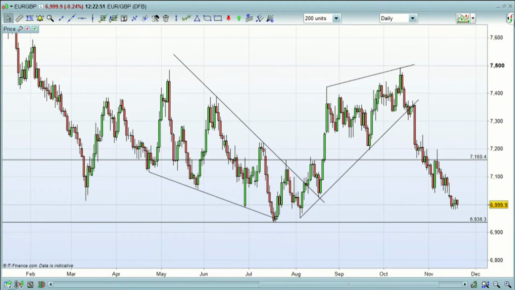Let's look at an example of both a rising and falling wedge in action, with Euro Sterling exhibiting both within 2015. The falling wedge seen throughout May to July period ultimately broke higher, rallying into a second wedge. This time the chart exhibited a rising wedge formation, which saw a sharp deterioration upon breaking lower from the pattern.